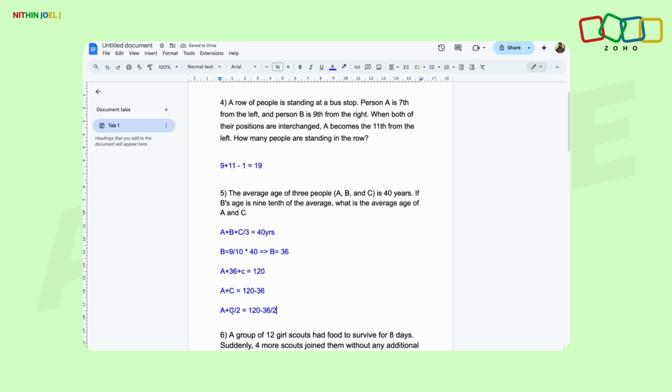Because we are dividing by 2 on the left hand side, we have to divide by 2 on the right hand side also. So now 120 by 2 is 60, minus 36 by 2, which is 18. So 60 minus 18 is equal to 42. So this is the average answer for A and C.